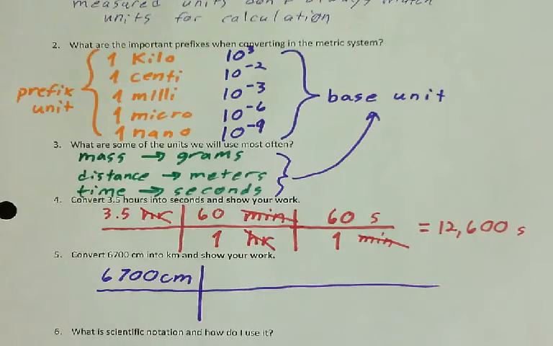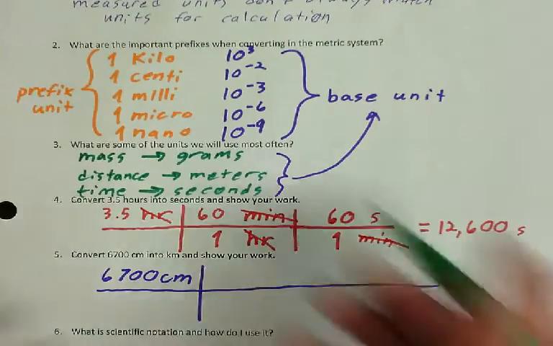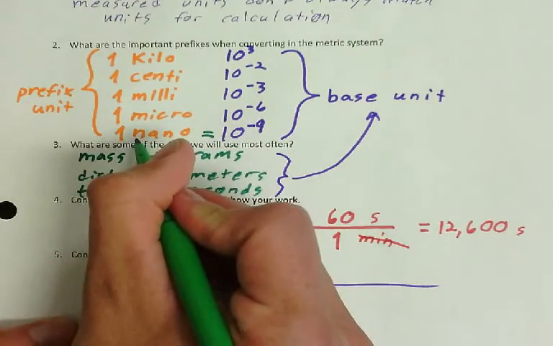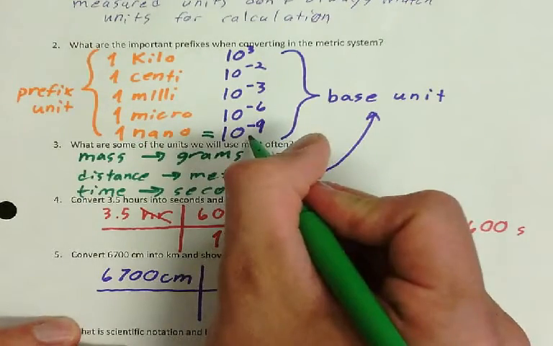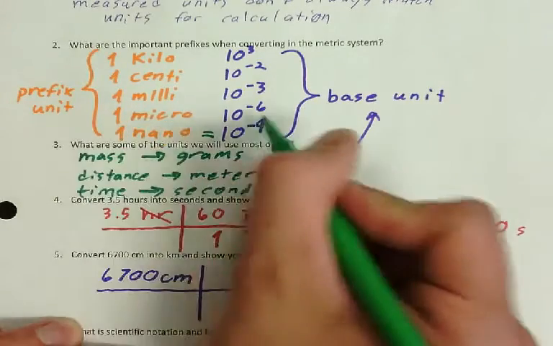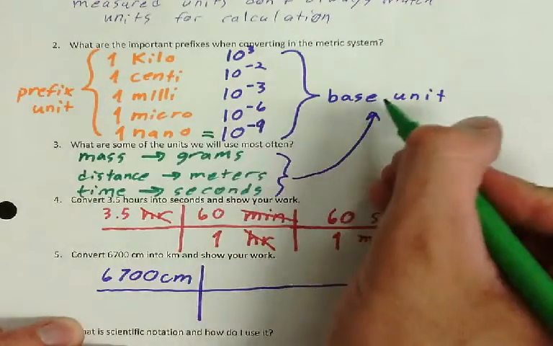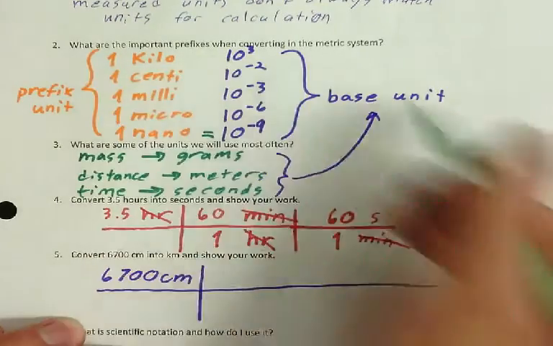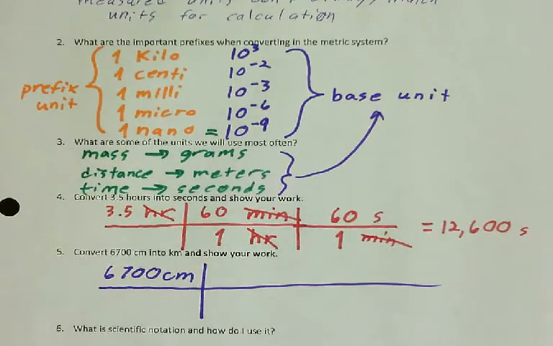So what this means is 1 nanometer equals 10 to the negative 9th meters. 1 microsecond equals 10 to the negative 6 seconds. 1 kilogram equals 10 to the 3rd grams. One prefix unit of any type equals that number of base units of any type.